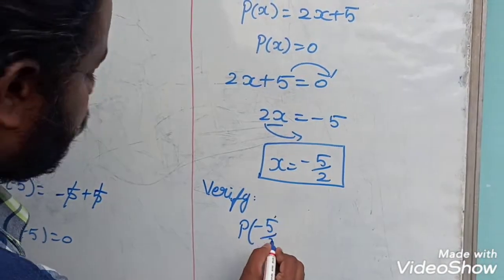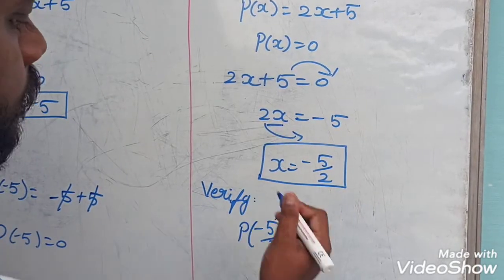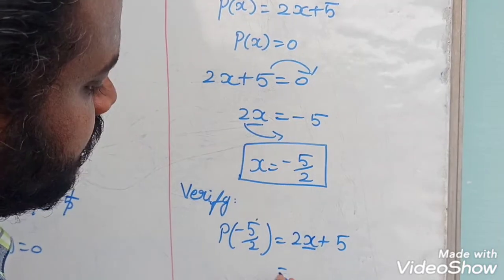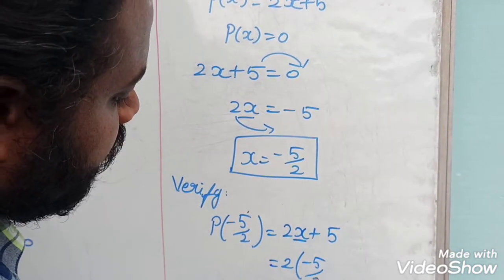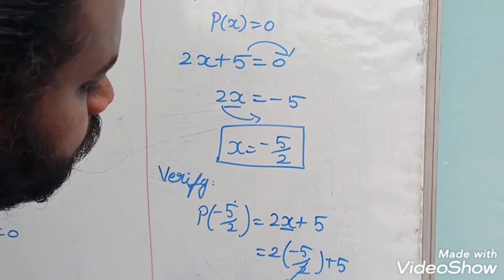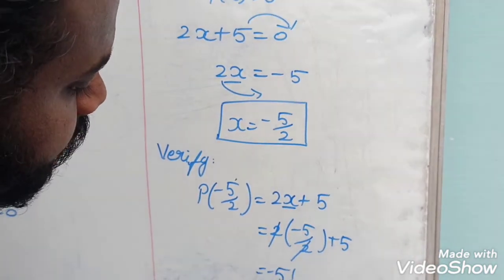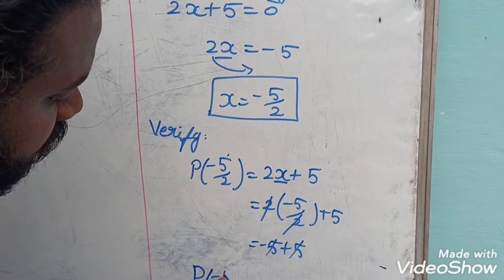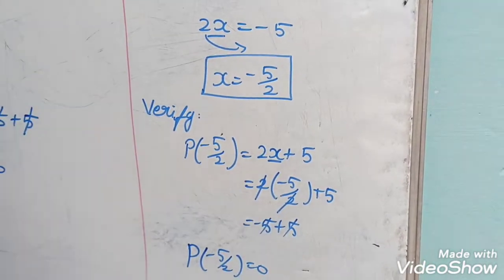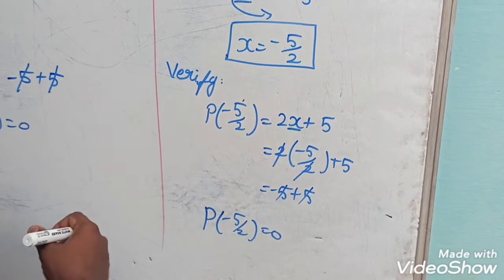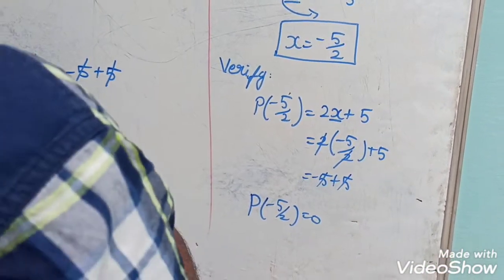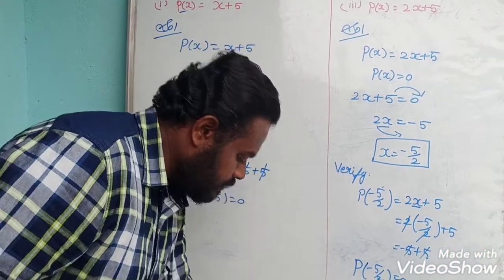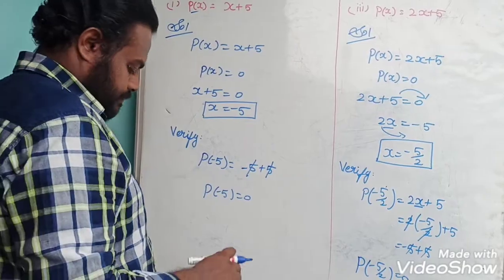P of minus 5 by 2 is equal to 2x plus 5. Instead of x, I substitute: 2 into minus 5 by 2 plus 5. 2 will cancel. Minus 5 plus 5, minus 5 plus 5 will get cancelled. So P of minus 5 by 2 equal to 0. Now you see that the value becomes 0. We say x equal to minus 5 by 2 is the zero of the polynomial. So next we move on to question number 6 and 7.